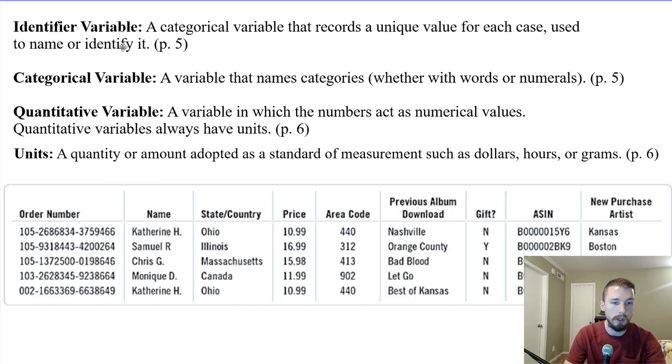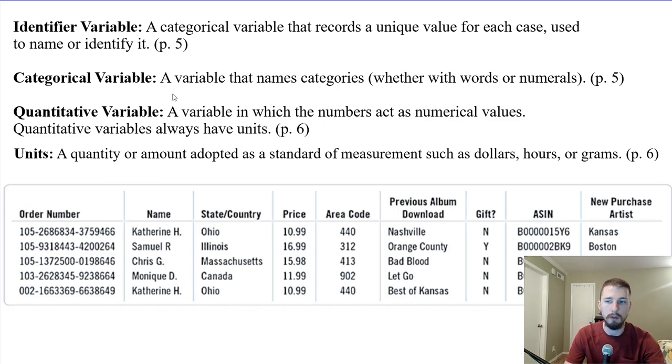The order number for these Amazon orders, those are also an identifier variable. So it's a categorical variable, meaning it splits them up into categories, like for instance a person by a social security number. So if we were listing these people by their account number or something, if we had multiple orders, that would tell us it was the same person. And so the sole purpose of that would be just simply to identify the person. So that records a unique value for each case, is used to name or identify it.